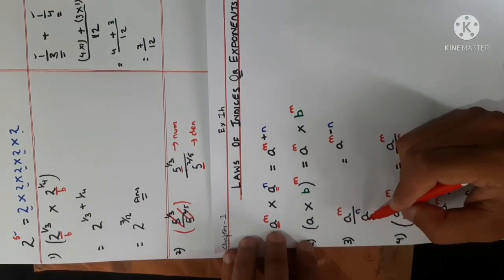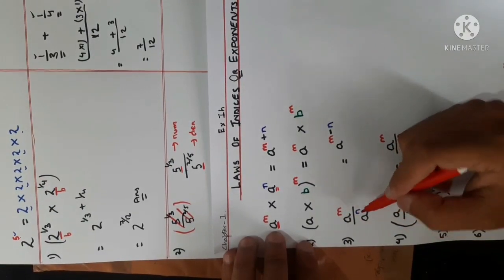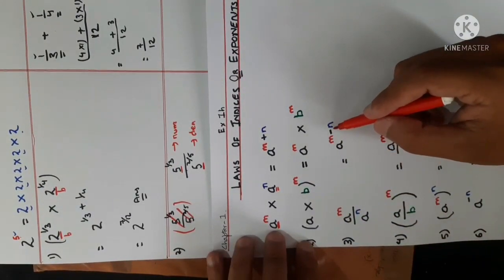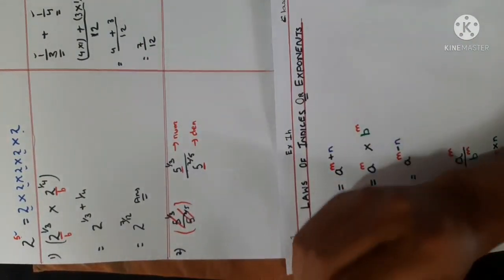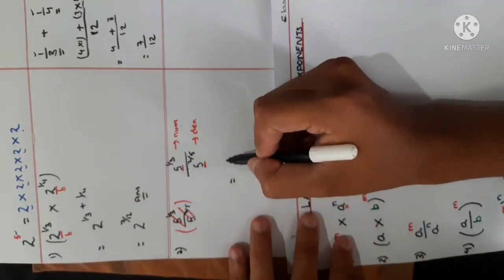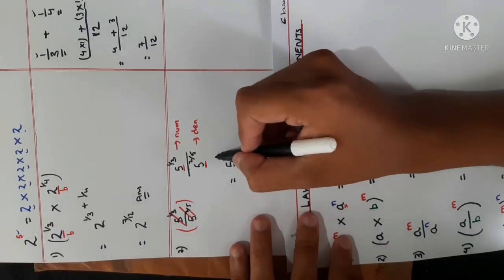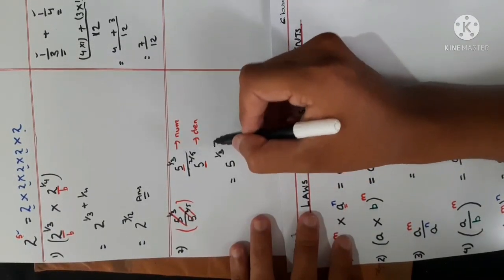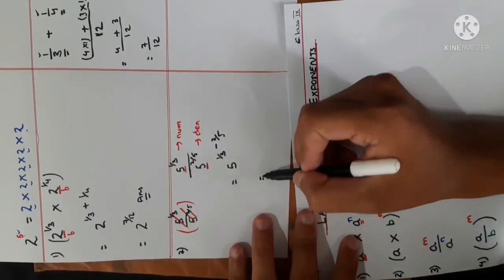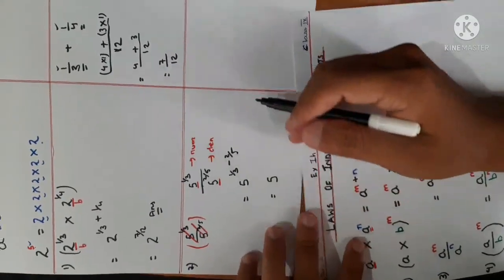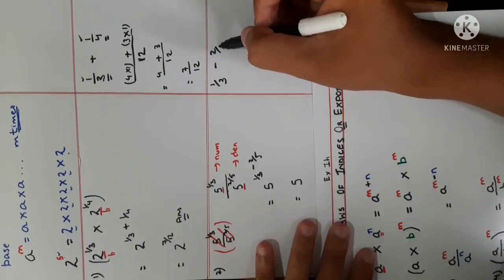So you see here a to the power m divided by a to the power n, with the same base. So what do we have to do? We have to subtract the exponents. So this will be equal to, we write the same base 5, and we subtract the exponents: 1 by 3 minus 2 by 5. And this will be equal to 5 raised to the power, so we have to solve this first: 1 by 3 minus 2 by 5.